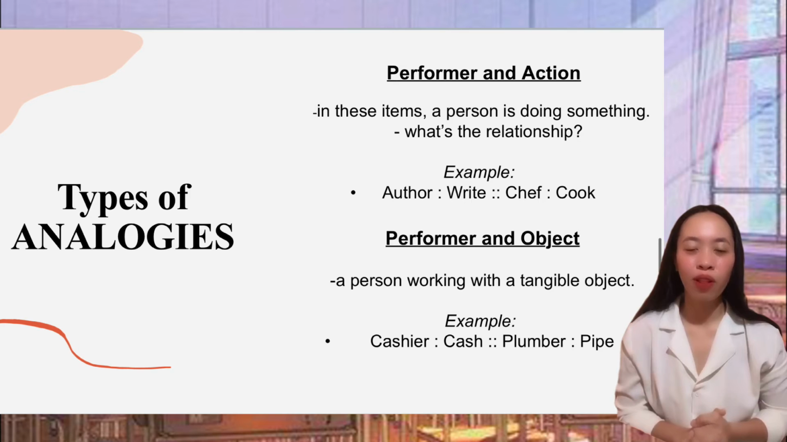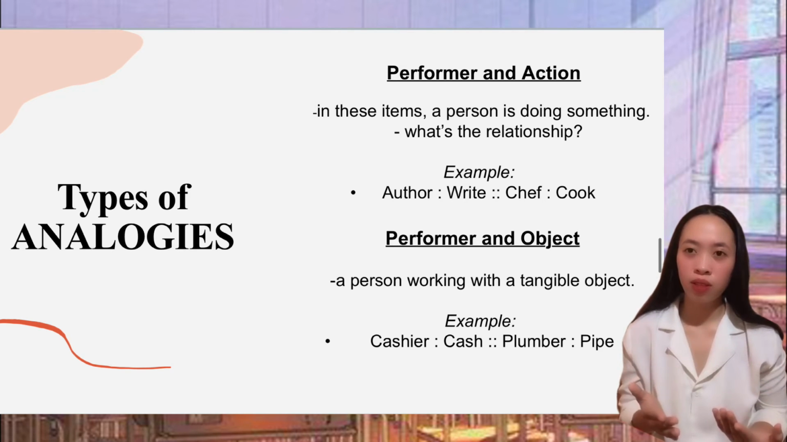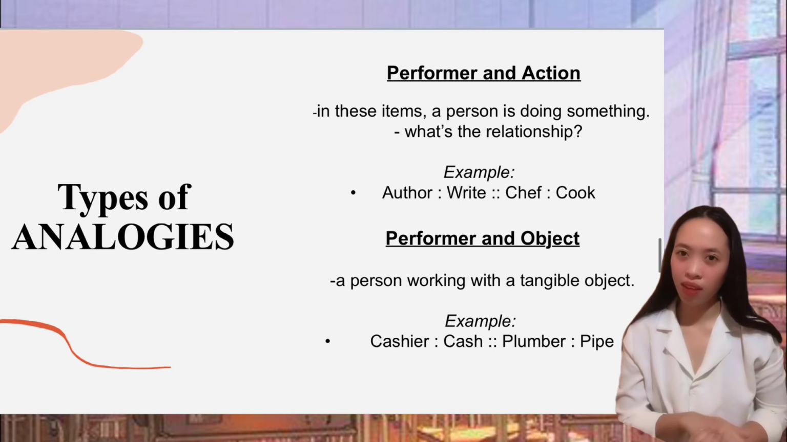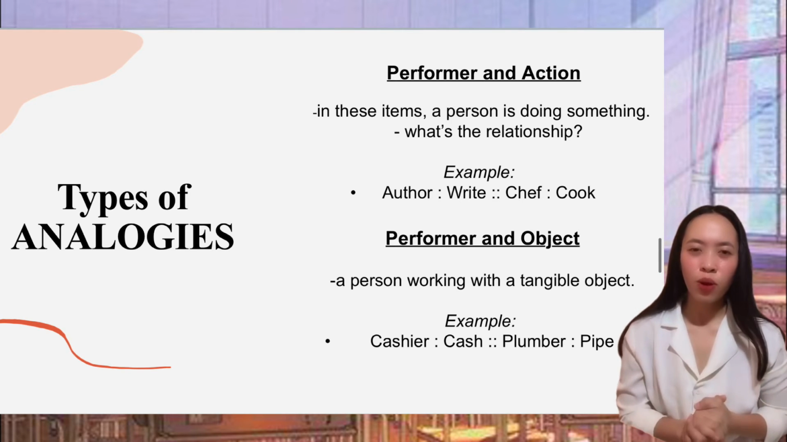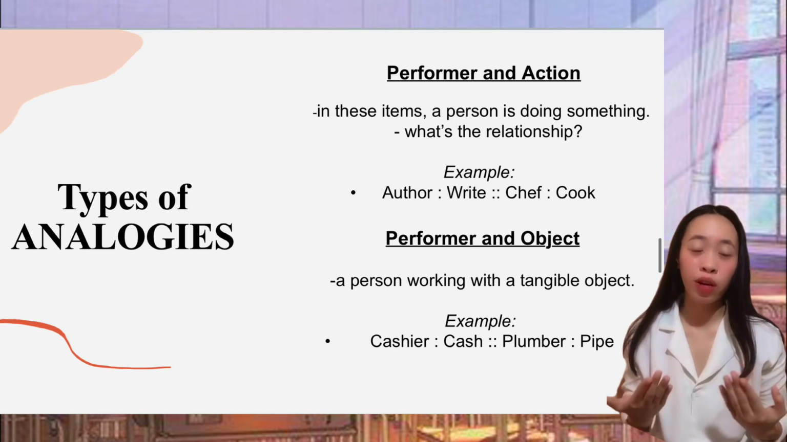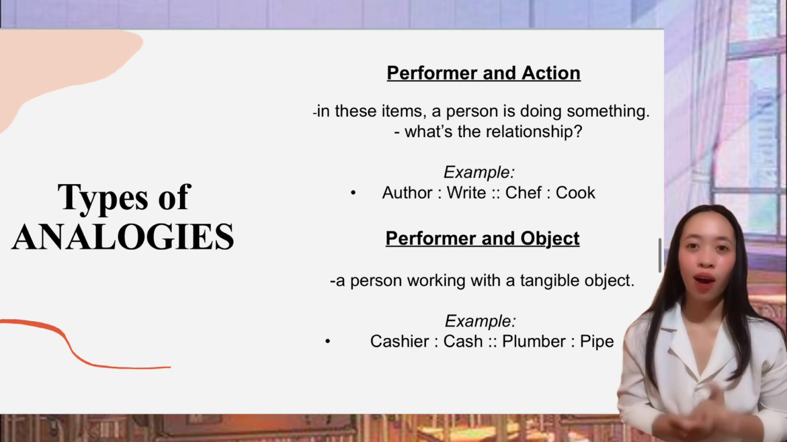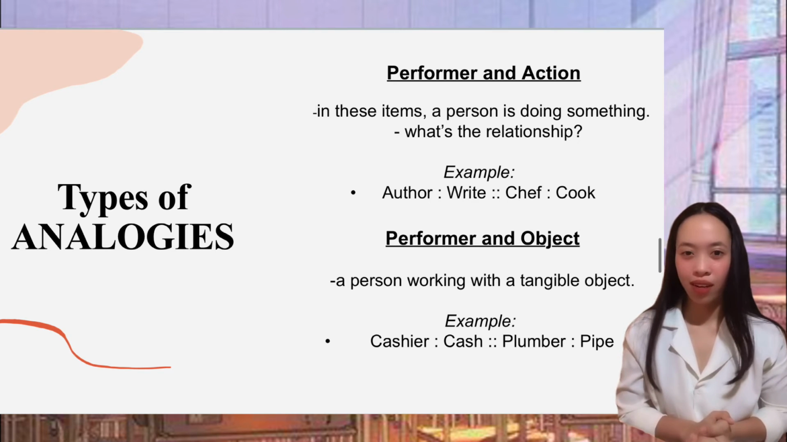So in the example, the first word is cashier. And the next word is what the cashier associates with. Yes, cash. So the next word is plumber. And what does the plumber associate with? Yes, pipe. So that is how the performer and object work.